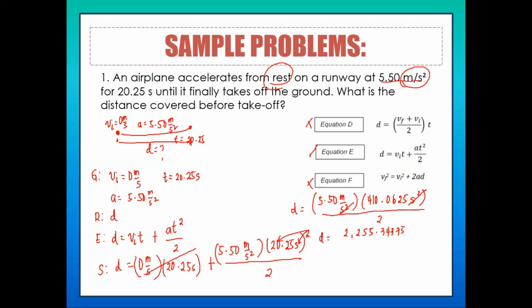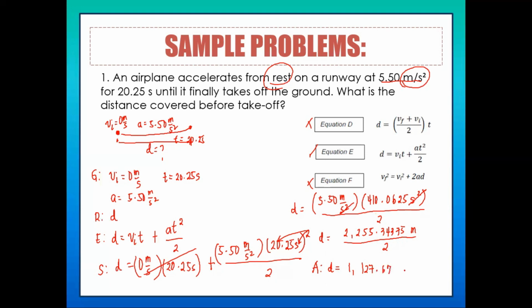This is sa denominator side, no? So ito hindi naman na-cancel natin. Now, what remains here is meter. Divide by 2. Our answer now, D is equal to, when you divide this, you have 1,127. So, dito na tayo to 2 decimal places.